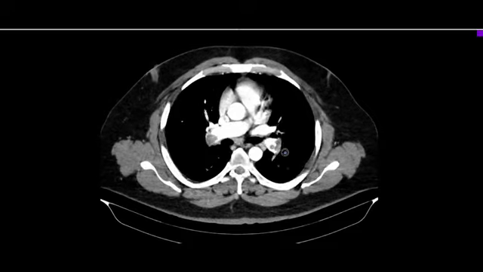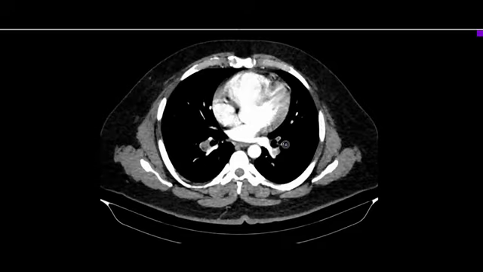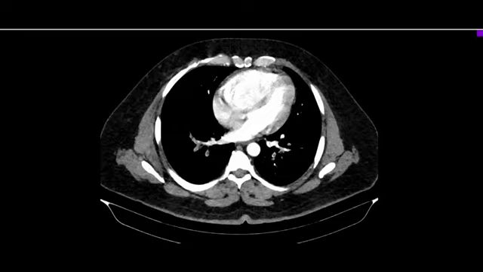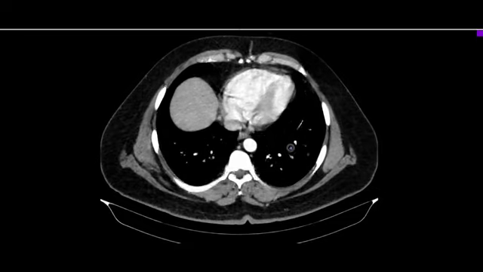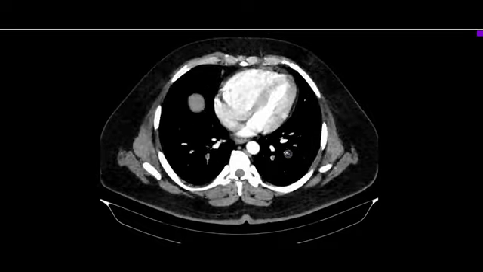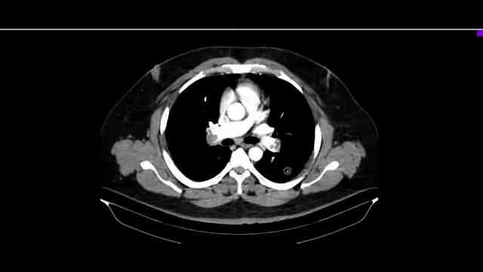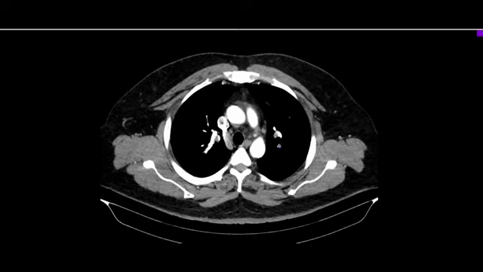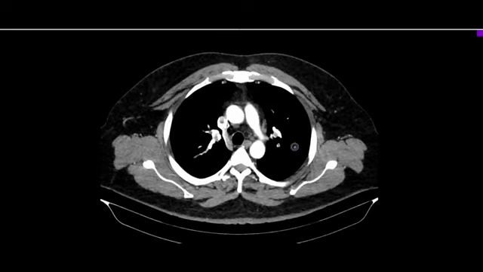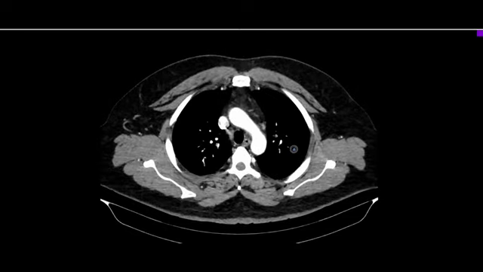Follow this filling defect. It is extending into the lobar as well as all the segmental branches, the anterior, lateral, medial, posterior, all the segmental branches of the lower lobes. The filling defect. Coming to the upper lobe, the filling defect is extending into the upper lobar branch of left pulmonary artery as well as the segmental branches.